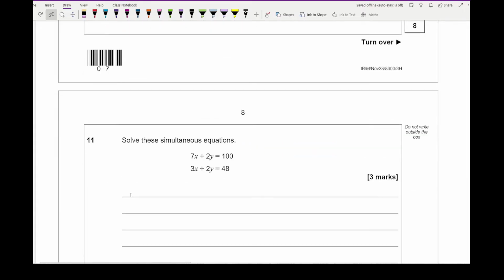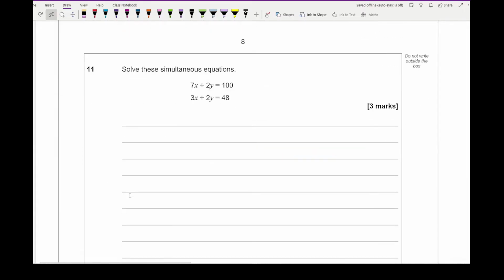Then moving on to question 11, it says solve these simultaneous equations, and we've got 7x plus 2y equals 100 and 3x plus 2y equals 48. So with this particular question, what we need to do first is see if we've got the same number or quantity of x's and y's. Now in this particular question, we can see that we've got the same number of y's, in which we've got 2. And the next thing we then look at are the signs of the y's.